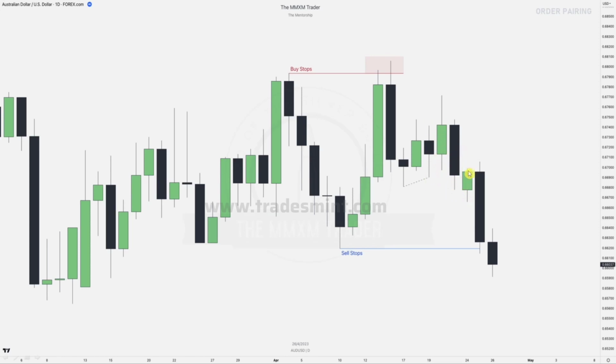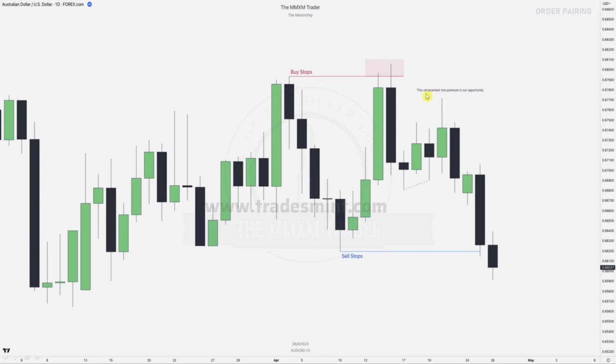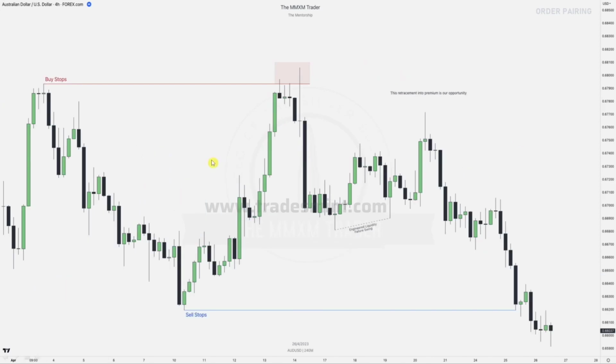So we need to dive in to a lower time frame so we can see more structure, because this is the daily chart, right? So we have a more clear picture if we go into a 1 hour chart. And in the 1 hour chart, we will see this retracement into premium as our opportunity. Right, it's a 4 hour chart on Australian dollar, US dollar.